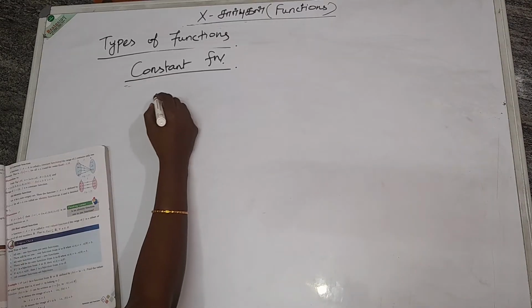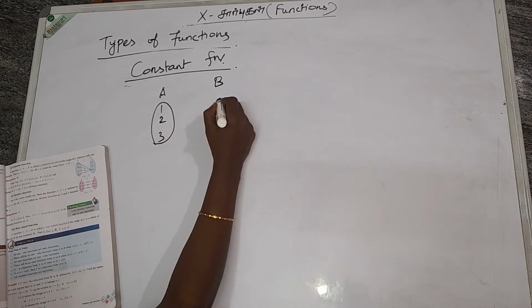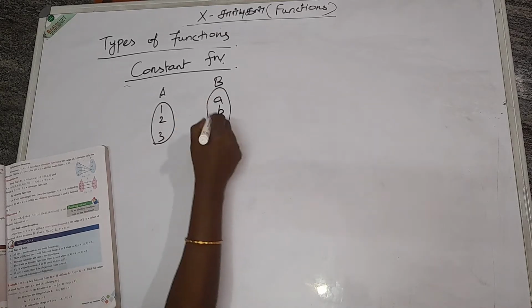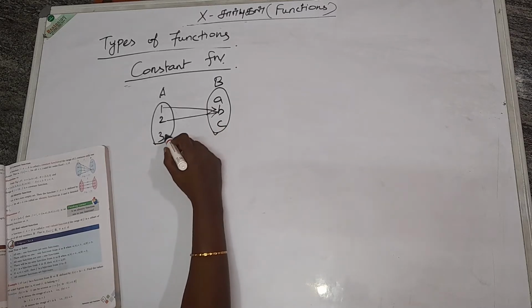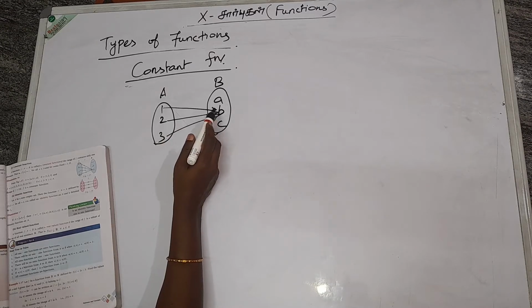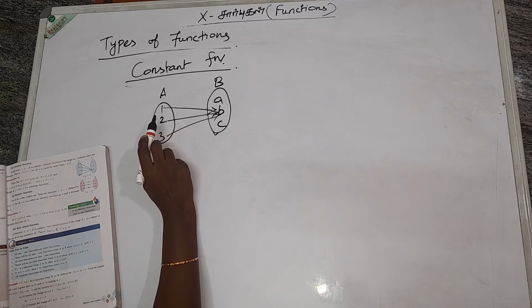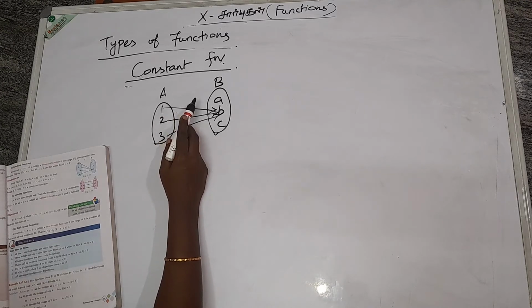Constant function. Constant function means here if you take 1, 2, 3 as the domain and the codomain has A, B, C. See here, 1 is related to B, 2 is related to B, 3 is related to B. So every element in the domain having the same image in the codomain means we can say that type of function is a constant function. That type of function is called a constant function.